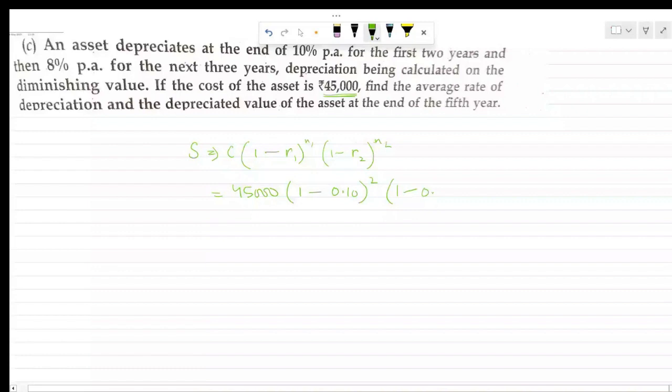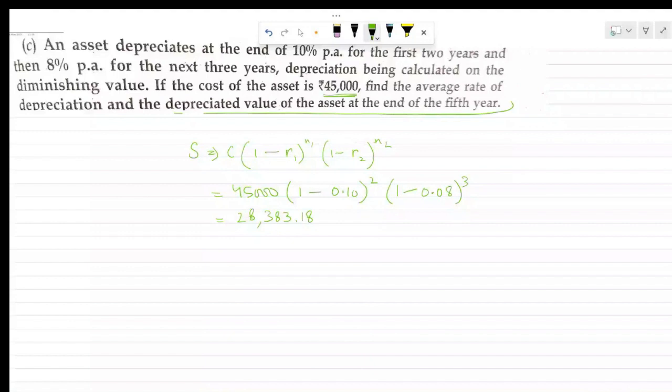Now when you solve it, you will get 28,388. This is the depreciated value of the asset at the end of 5th year. There's nothing new in this. Okay, this is a last year 2022 question that came in your exam for 7 marks, I think 5 marks. Okay, so we have got the depreciated value of the asset at the end of 5th year.